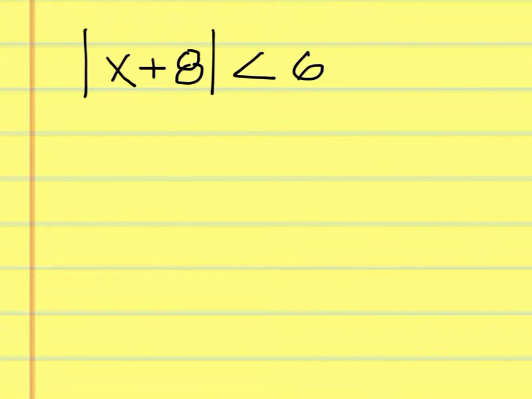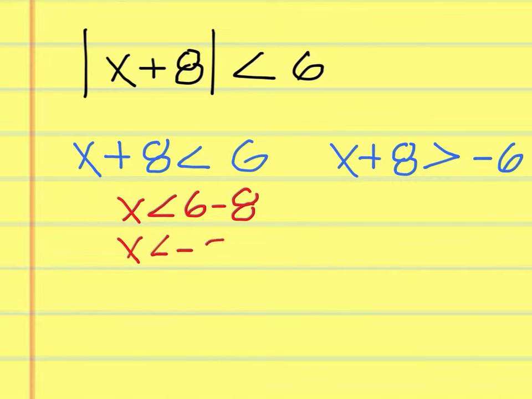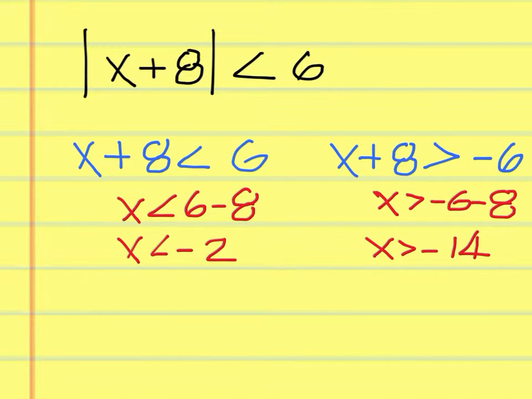To solve this absolute value inequality, you must write it the way it appears but without the brackets. So x plus 8 less than 6. But then also write x plus 8, flip the inequality sign to greater than, and change the sign of the number on the right. Solve both of them. On the left, it's x less than 6 minus 8, which is x less than negative 2. And on the right, that is going to be x greater than negative 6 minus 8, which is a negative 14 on the right. So x greater than negative 14.